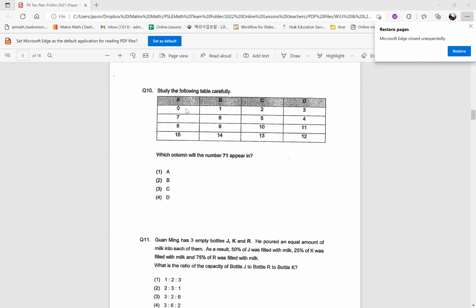the pattern. So the pattern goes by 0, 1, 2, 3, 4, 5, 6, 7. That's one pattern. Then the next pattern will be 8, 9, 10, 11, 12, 13, 14, 15. So the patterns always end with an odd number. The next number is an even number. Although it ends with an odd number, each pattern consists of 8 digits.